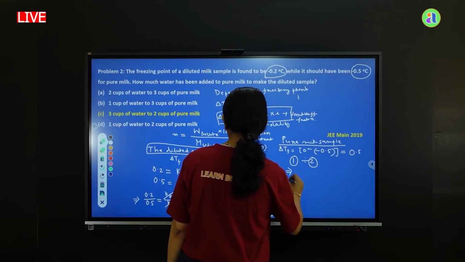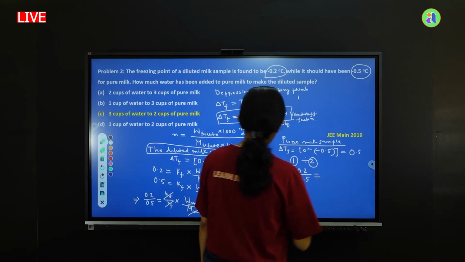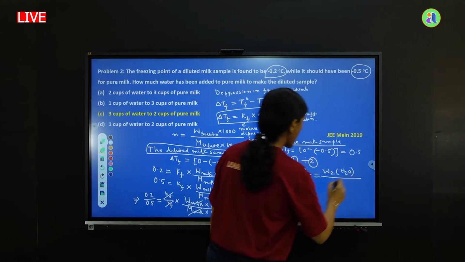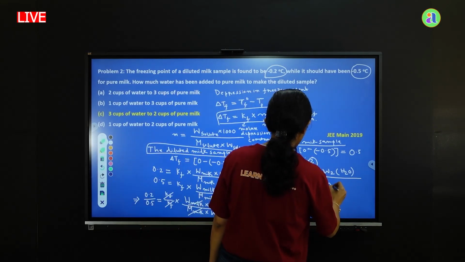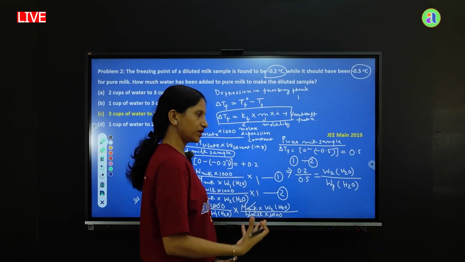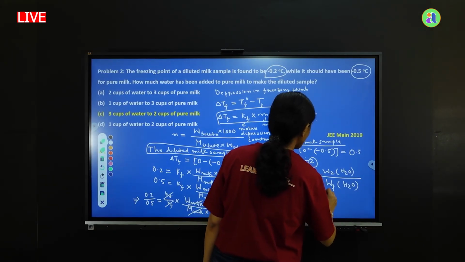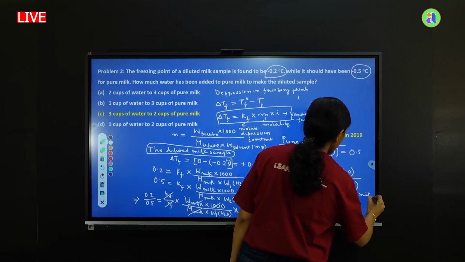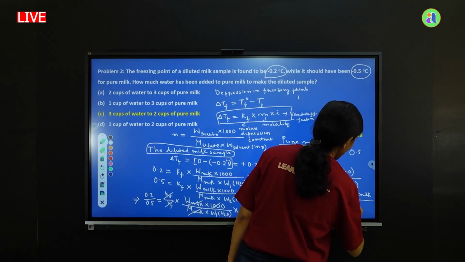So we end up with 0.2 divided by 0.5 is equal to, on top we have W2 H2O, which we have considered as the weight of the water or the solvent in our pure milk sample, and in the denominator we have W1 H2O, which we have considered for the diluted milk sample, the weight of the water in the diluted milk sample. So this is giving you 2 by 5 is equal to W2 water in pure milk divided by W1 water in diluted milk.